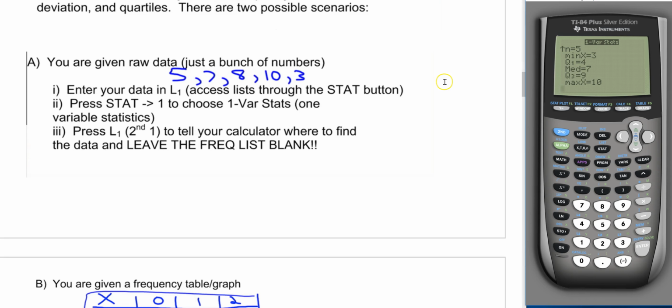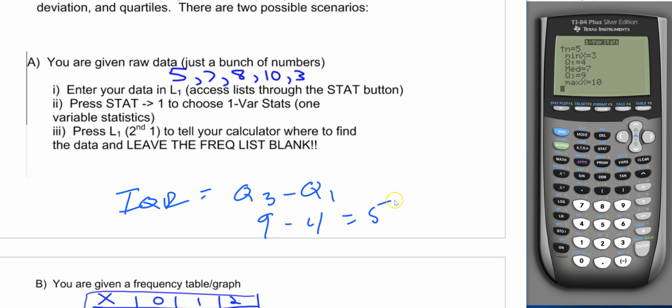If I want IQR, IQR is Q3 minus Q1. And again, if they ask you that, that's always going to be a point. Just write down the formula: okay, I know what IQR means. Q3 minus Q1. In this case, 9 minus 4, so 5. Don't forget, leave the frequency list blank if you don't have a frequency list. Cannot stress that enough.